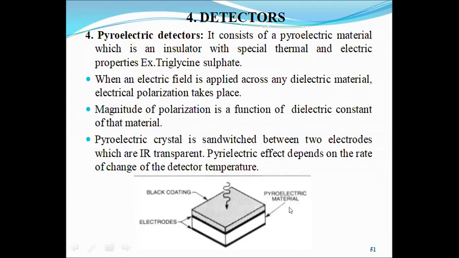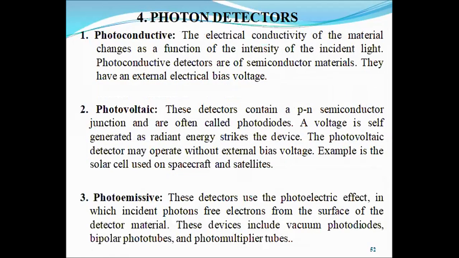The pyroelectric material sits between two electrodes having a black coating over them. Pyroelectric detectors are again a type of thermal detector. The next category was the photon detectors. We have a variety of photon detectors, for example, the photoconductive detector, where the electrical conductivity of the material changes as a function of the intensity of incident light.